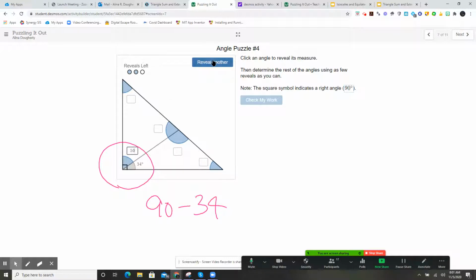Does that help me find anything, or do I need to reveal another angle? I think I have to reveal one more angle. So what other angle do you want to reveal? 1, 2, 3, or 4?